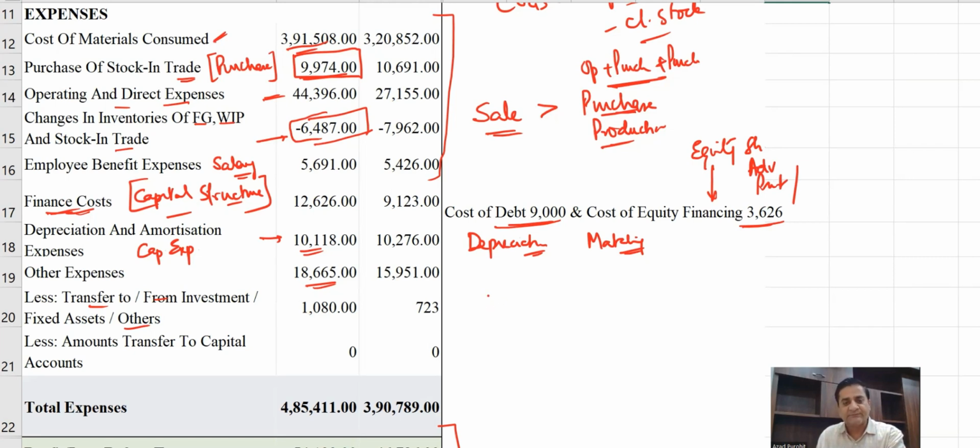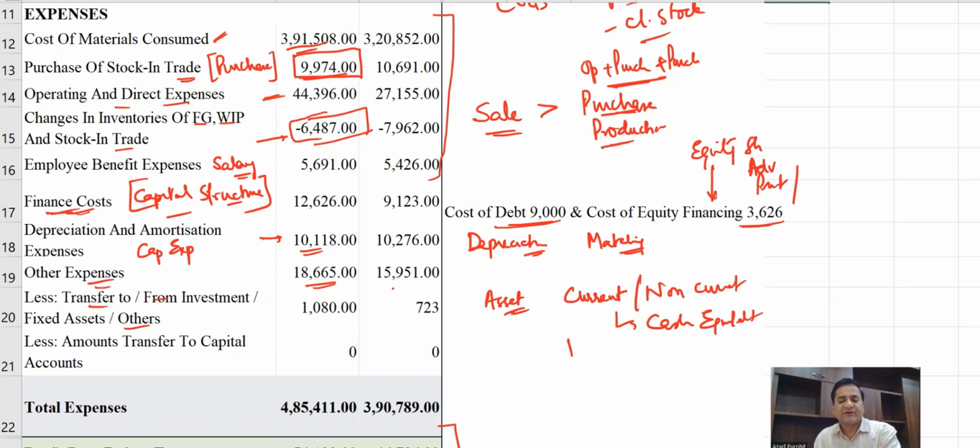You have an asset which is shown as a current asset or a non-current asset. If you convert this into cash and cash equivalents, there would be an impact on the profitability. So this would be the amount with the expense which has happened on account of transferring this finished goods to or from the investment and finished goods, right?